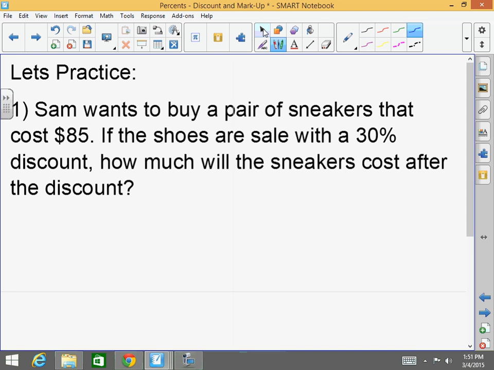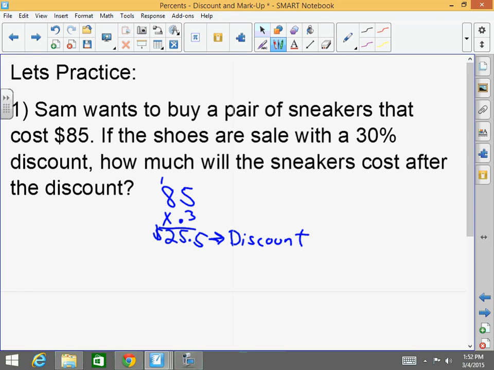Okay, correct. So it's going to be 85 times 0.3, which is 255, with one decimal, so 25.5. So remember, guys, that is my discount.